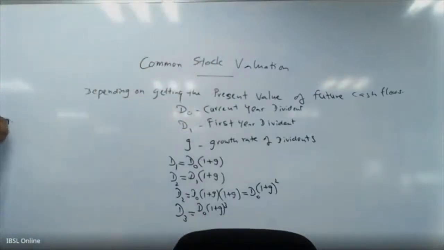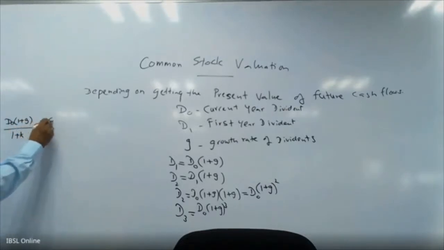D1 is D0 into 1 plus g, divided by 1 plus k, plus D0 into 1 plus g to the power 2.